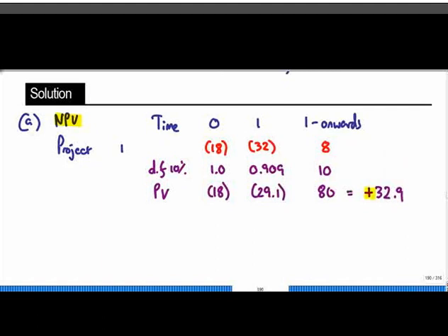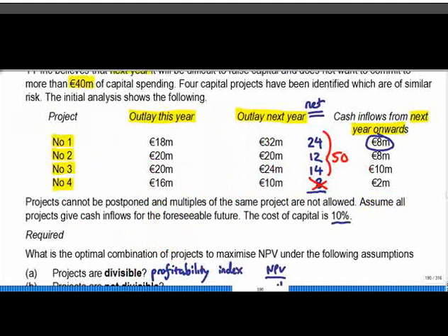For projects 2, 3 and 4, the time periods are exactly the same, so the discount factors are exactly the same. So I'm just going to show the NPVs for these other projects. The NPV for project number 4 is actually negative, so we're not going to do this. So going back to the cash flows, do we still have a capital rationing problem? Yes, we do. Next year, even if we disregard project number 4, we'd still need 50 million of capital spending, and we've only got 40.